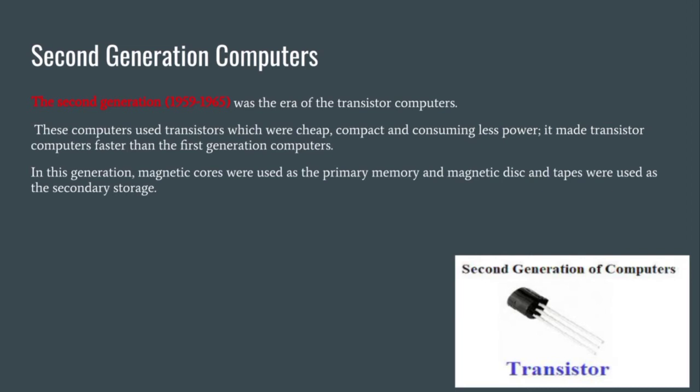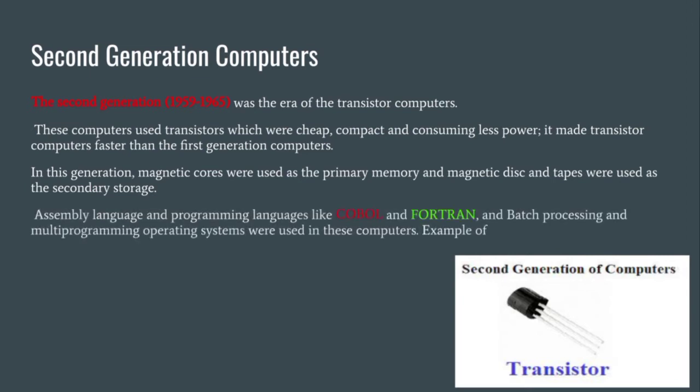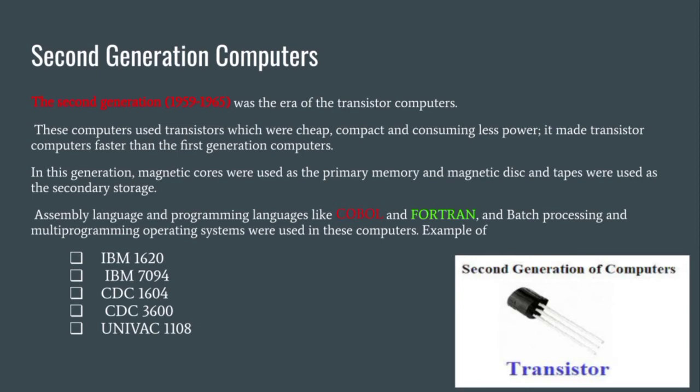In this generation, magnetic core was used as the primary memory, and magnetic disk and tape were used as the secondary storage. Assembly language and programming languages like COBOL and Fortran, and batch processing and multi-programming operating systems were used in this computer. IBM 1620, IBM 7094, CDC 1604, CDC 3600, UNIVAC 1108 are examples of second generation computers.